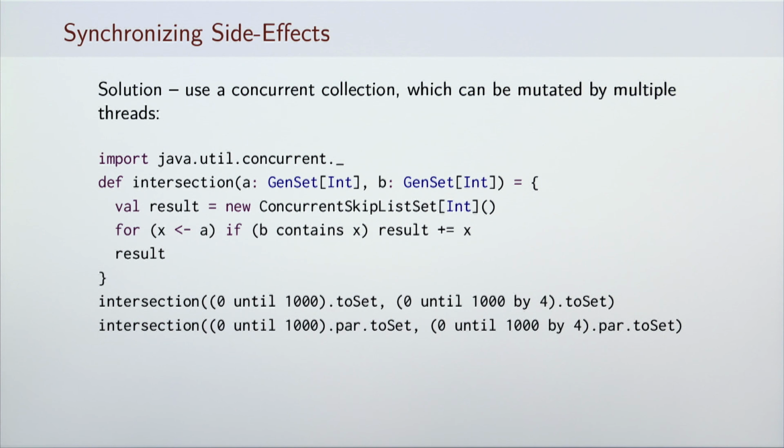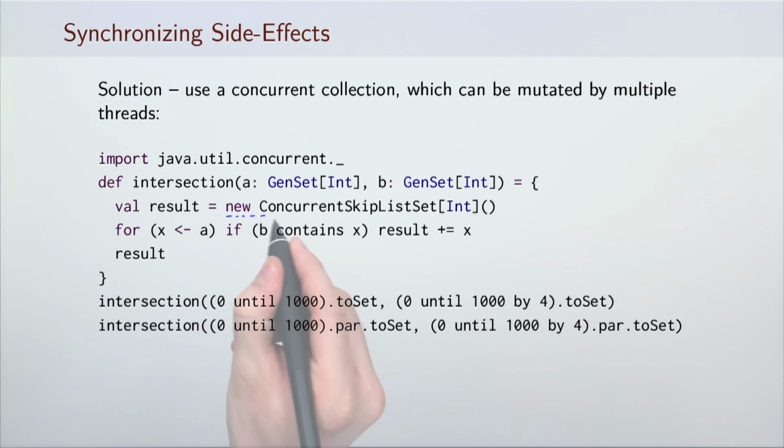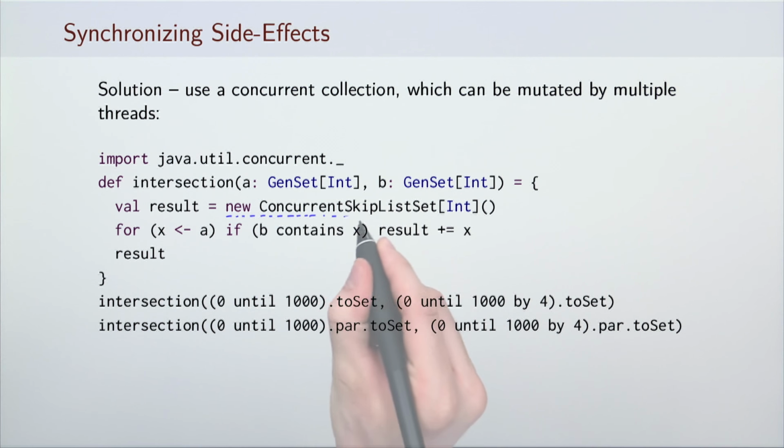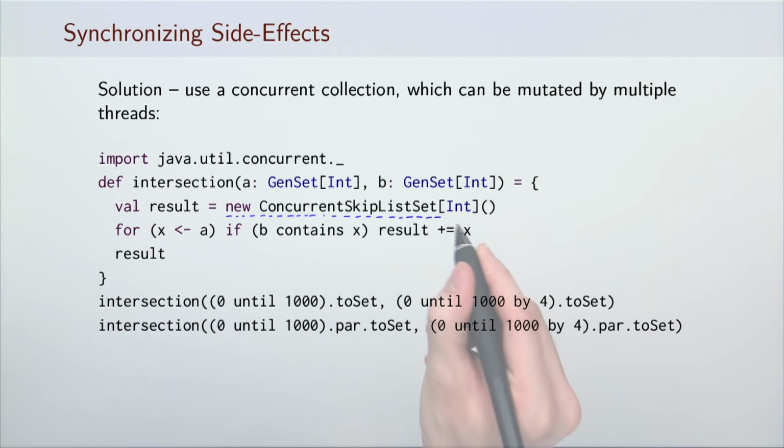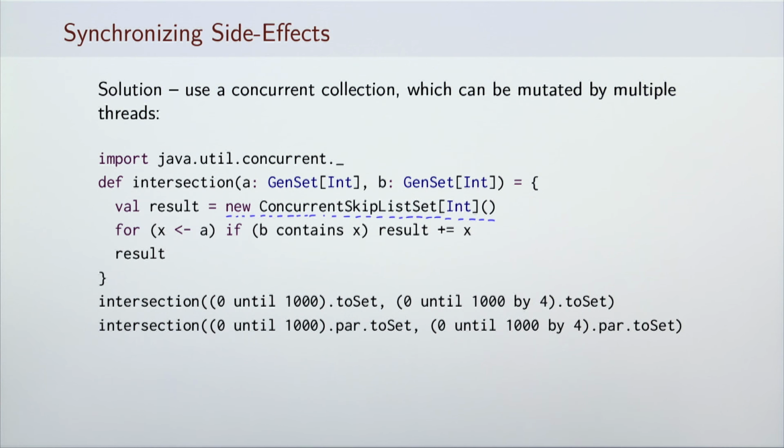A solution to this problem is to use a concurrent collection, which can be mutated by multiple threads simultaneously. In the following snippet, instead of creating a Scala mutable set, we create the Java concurrent skiplist collection. This program now runs correctly.